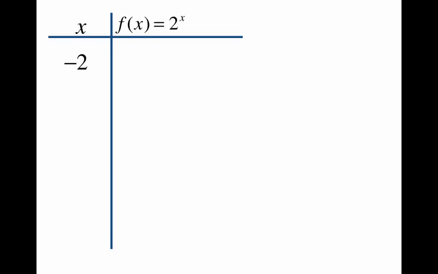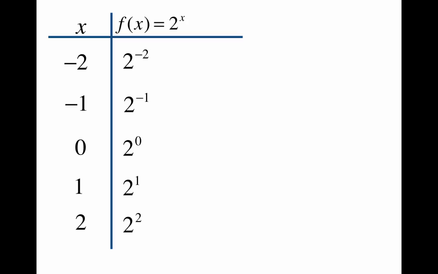So let's do f of x first. -2, -1, 0, 1, 2. In your notebook, make a nice table just like I am. And then what we're going to do is take those numbers and put them in the function. So if it's 2 to the x power, we're going to do 2 to the -2, 2 to the -1, 2 to the 0, 2 to the 1, and 2 to the second power. We got to do the math for each of those. Good thing we know our powers pretty well now.